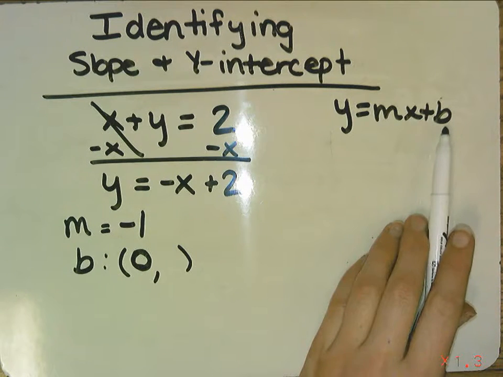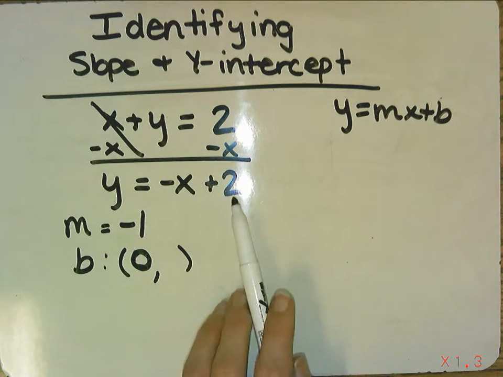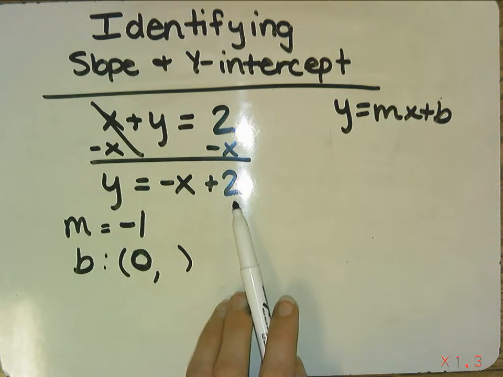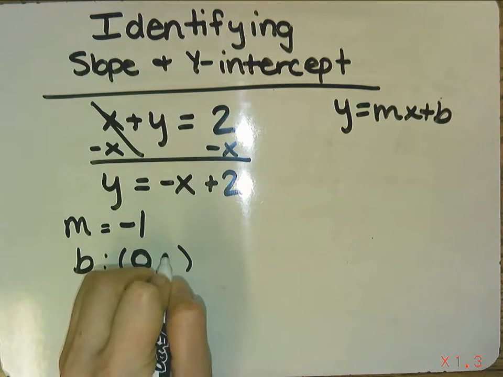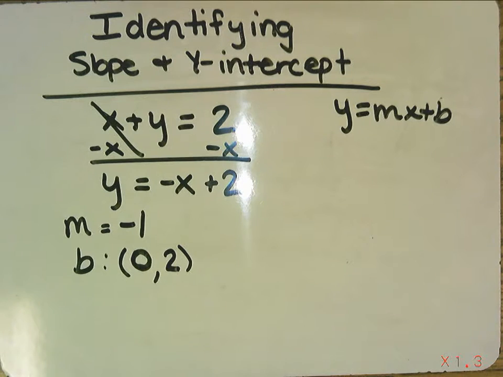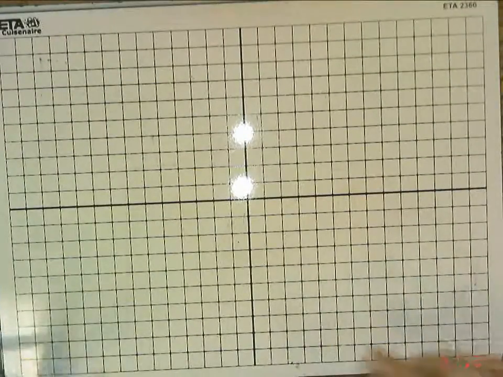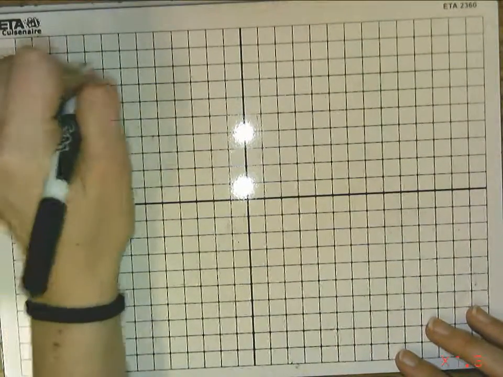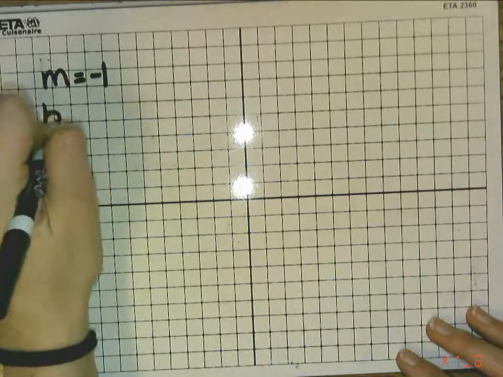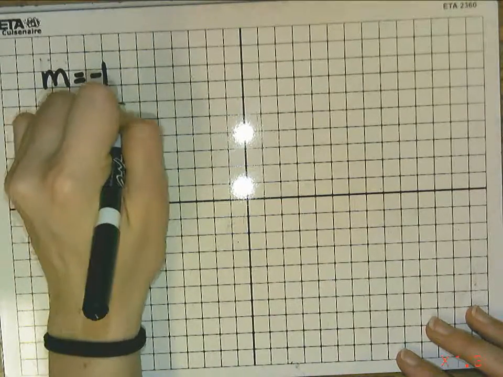Now I'm going to look for my b, my y-intercept. Here I have a positive 2, so the ordered pair of my y-intercept is going to be 0, positive 2. So now I'm going to take that information again, and I'm going to use it to graph my line. So once again, my m is negative 1, and my b is 0, positive 2.